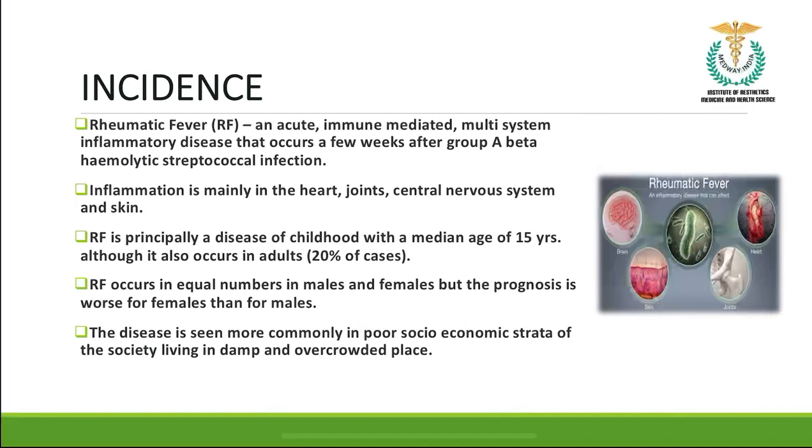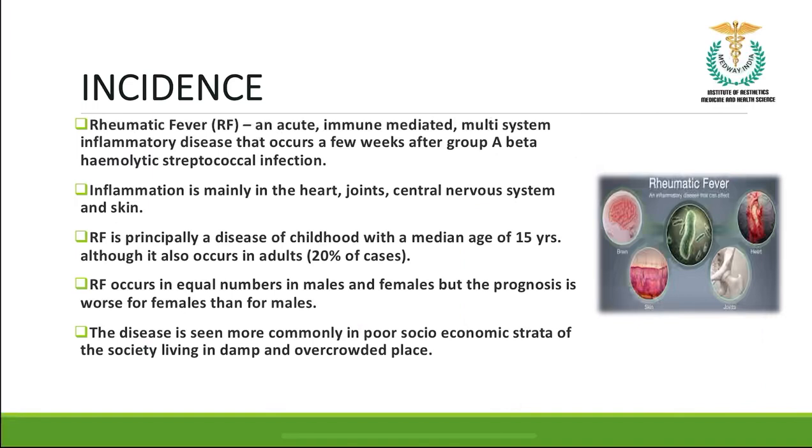Before discussing rheumatic heart disease further, we have to know what is rheumatic fever. The main cause or the incidence of rheumatic heart disease is mainly because of the rheumatic fever. Rheumatic fever is an acute immune mediated multi-system inflammatory disease that occurs a few weeks after group A beta hemolytic streptococcal infection. Because of the infection, it causes inflammation and it is an acute immune mediated inflammatory disease. So, this is called rheumatic fever.